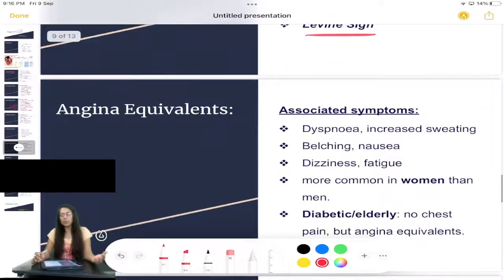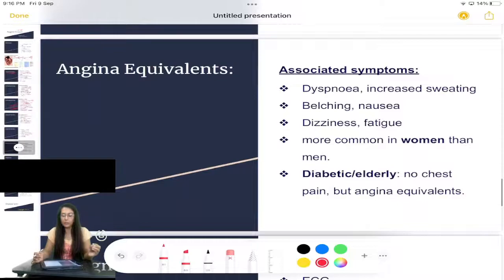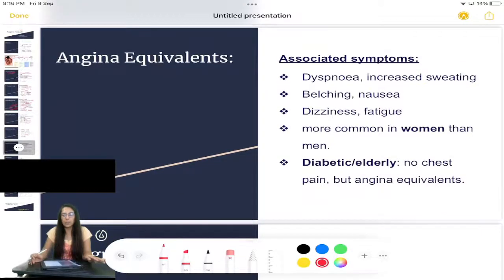Now, angina is associated with a few symptoms. They are also known as angina equivalents. In patients like diabetics or elderly patients, sometimes they don't have chest pain, so they present with only angina equivalents. What are these angina equivalents or associated symptoms? It is very commonly present with dyspnea, increased sweating, which is also known as diaphoresis, belching, nausea.